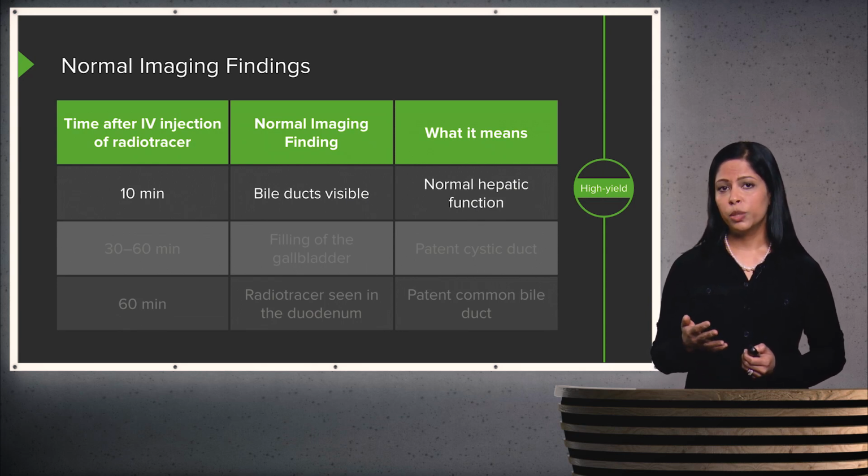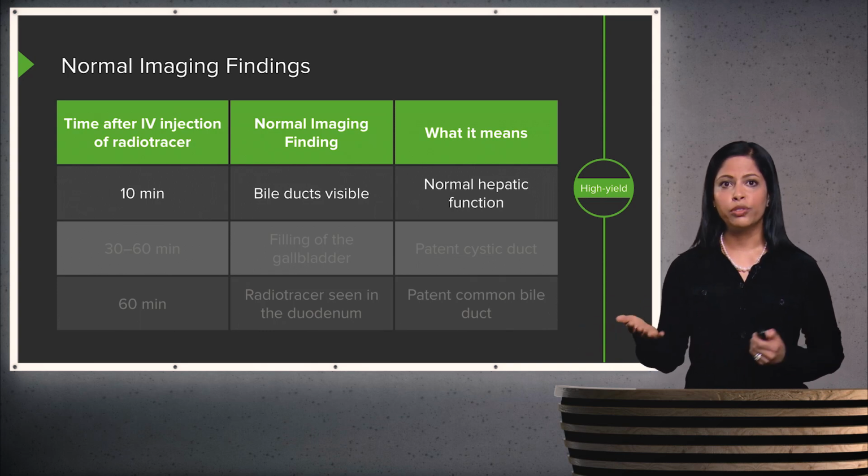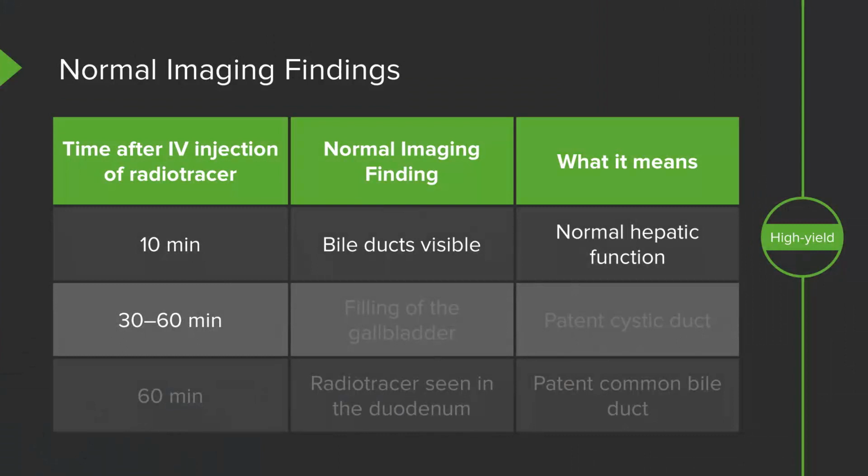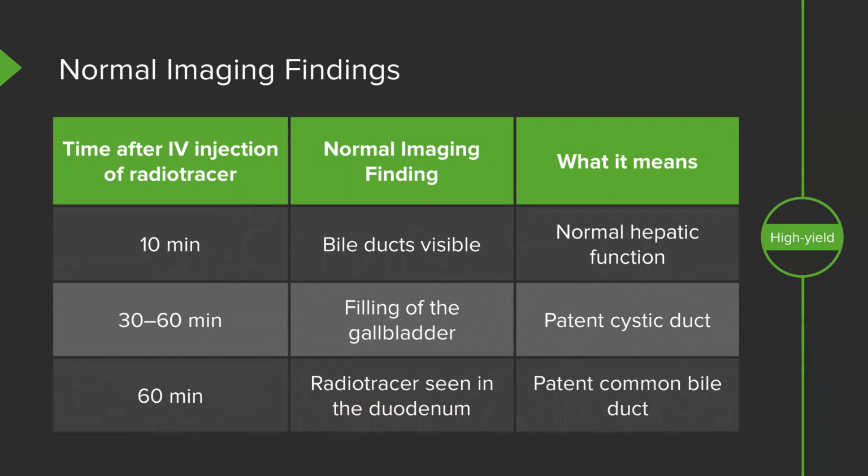So this examination is performed at multiple stages after the administration of intravenous radiotracer. At about 30 to 60 minutes, you would see normal filling of the gallbladder, which tells us that the cystic duct is patent. And approximately at the same time, but maybe a little bit later than that, we then see radiotracer entering the duodenum, and that tells us that the common bile duct is patent. So each of these three areas should be visible after the administration of the radiotracer.